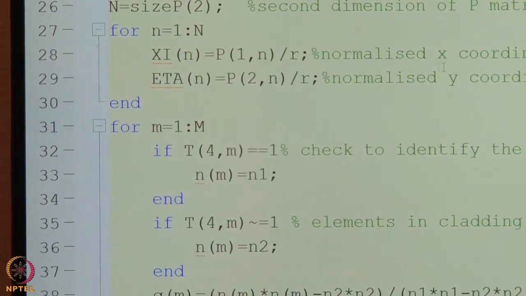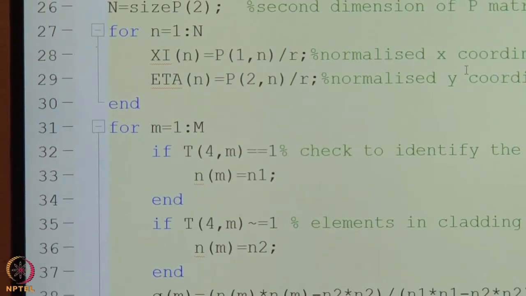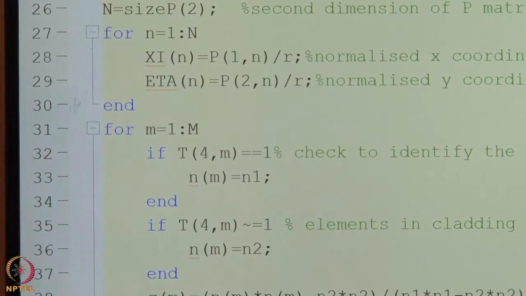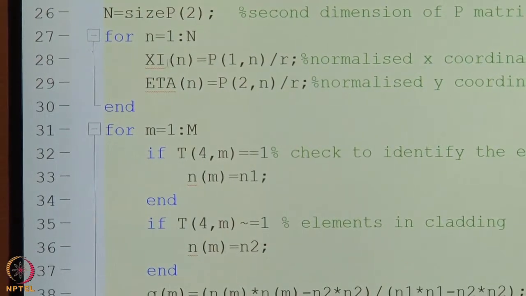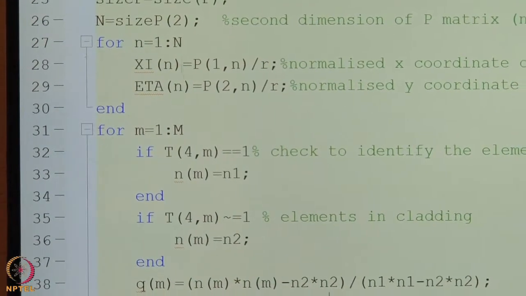Yeah, so this is the normalized x coordinate of all nodes that we have exported from our PDE toolbox, and here we are taking the y coordinates of those nodes. So here we have two matrices. We have initialized two matrices for all n values, where capital N is the number of nodes. Okay.